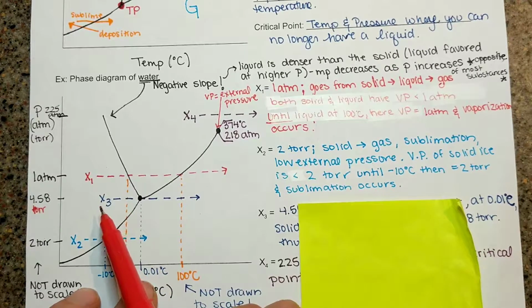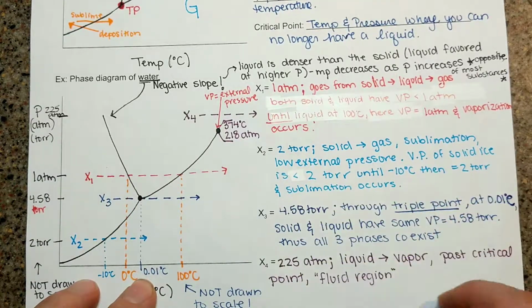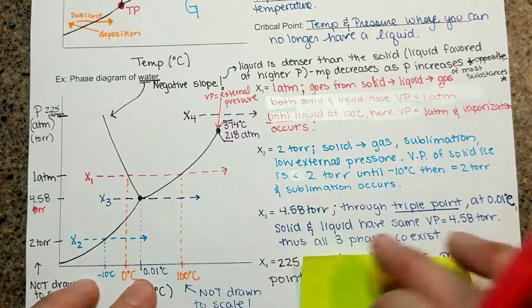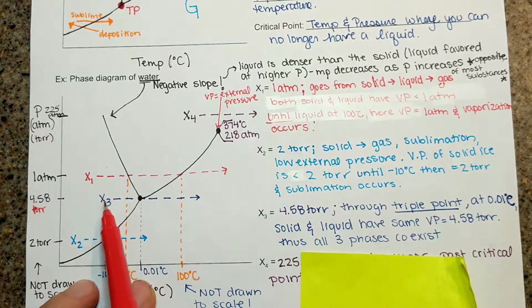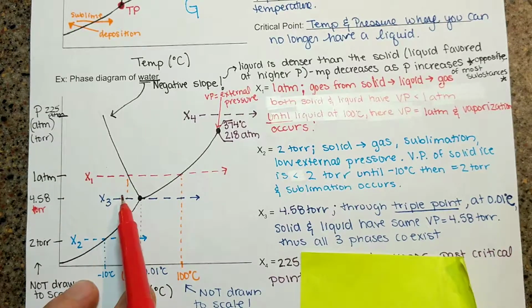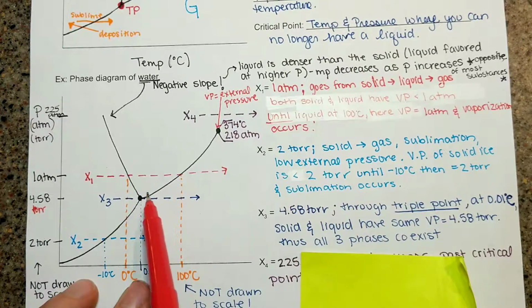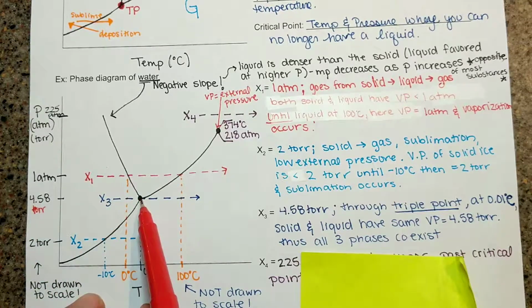X equals 3 goes through my triple point. For water, that's at 4.58 torr. Prior to getting to my triple point, my solid is at a vapor pressure less than 4.58 torr. Once I get here, both my solid vapor pressure and my liquid vapor pressure at this point equal 4.58 torr, which is why sublimation and evaporation occur, and I'm able to have all 3 phases coexist.